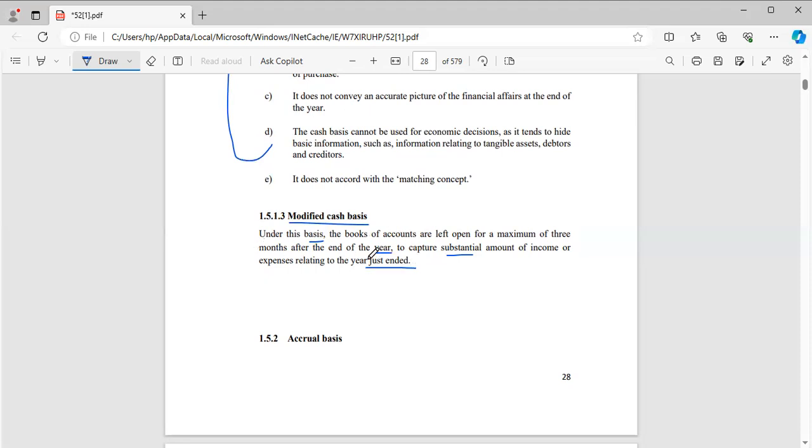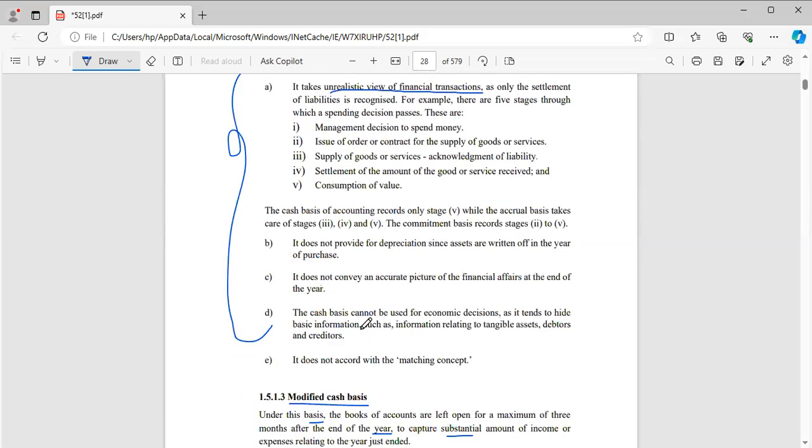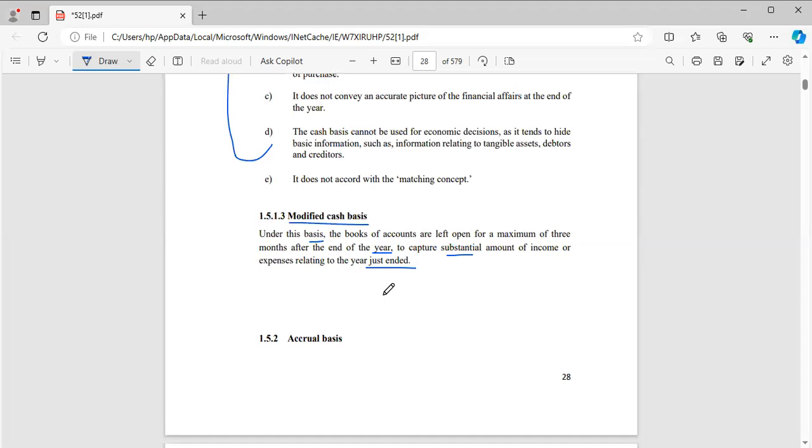Let me explain what modified cash basis is. Both of them are cash basis, but normally, when you're operating a 12 calendar month period, you're supposed to close your books of accounts at the end of the 12th month. For example, from January to December, companies close their books as at December 31st. But if a government organization applies modified cash basis, it means they leave their books open for an extra 3 months, which is January, February, March of the next year. The reason is that they want to capture more incomes and more expenses before they close the books of accounts. It's as easy as that.